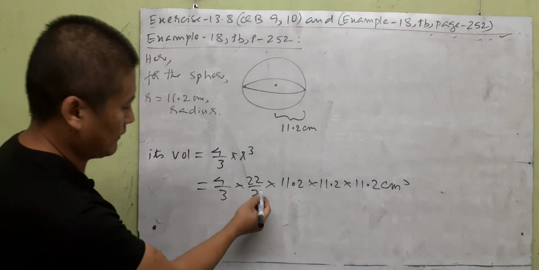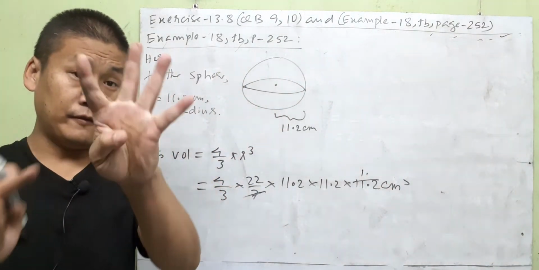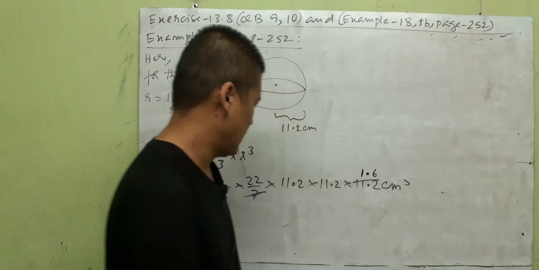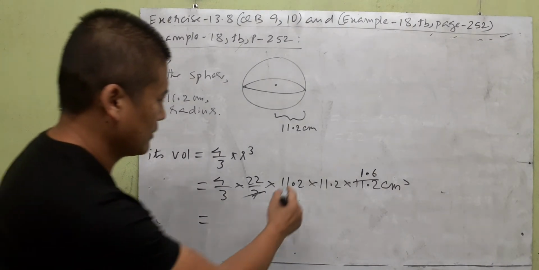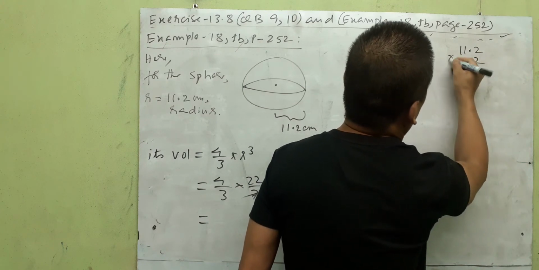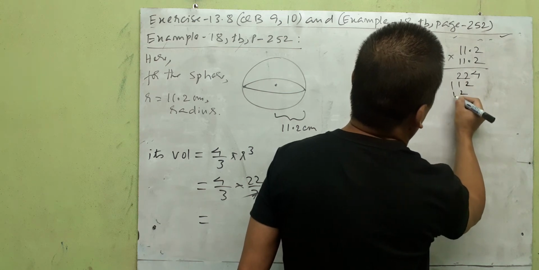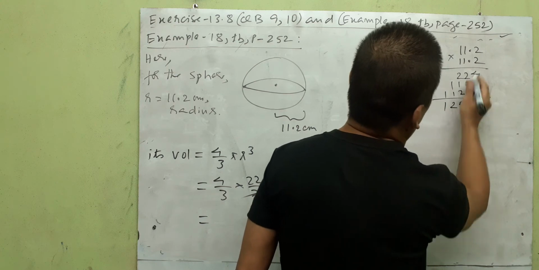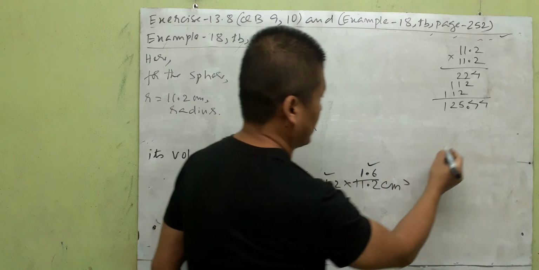So here 7 1s are 7, 7 is going, I think. 7 1s are 7, 8, 9, 10, 11, 4 remainder. So 4 will go in front of the 2, 42, 7 6s are 42. Nothing else will cancel, I think. So just multiply this. Let us do this. 11.2 multiplied by 11.2. 2 2s are 4, 2, 2, 2, 1, 1, 2, 1, 1. 4, 4, 5, 2, 1.